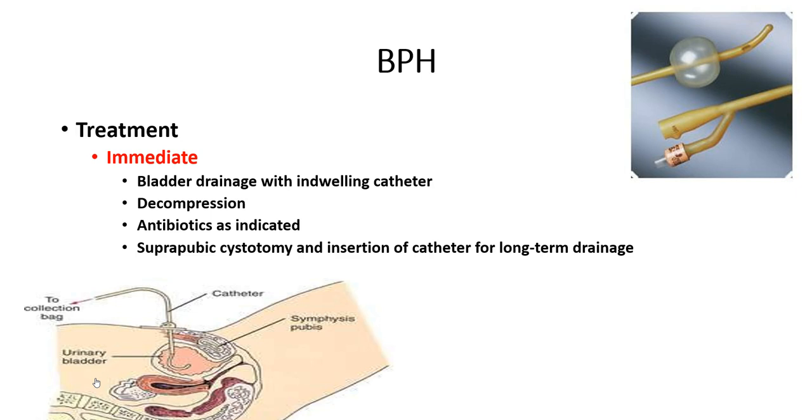You may see orders for antibiotics. The antibiotics are given after they've done the urinalysis and know that there is an actual infection going on. And I'm not really going to ask you about a suprapubic cystotomy, but you may see somebody who has a catheter inserted in the suprapubic area leading to the bladder to drain it.